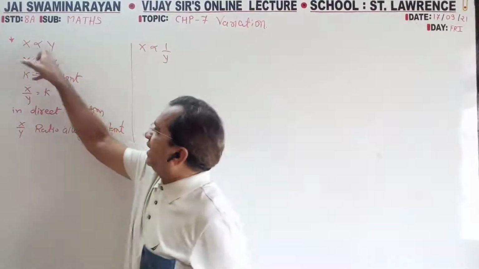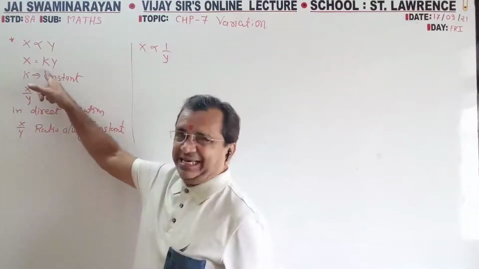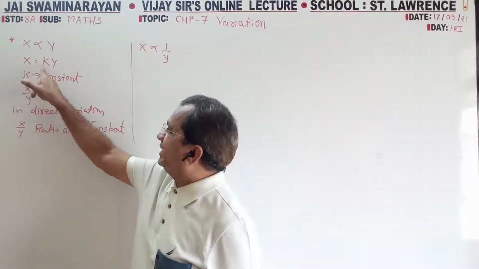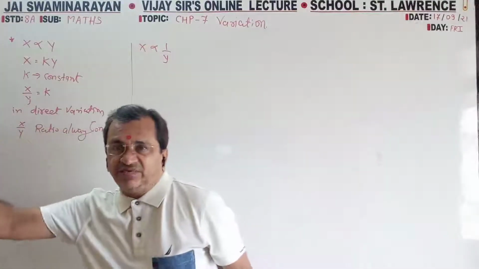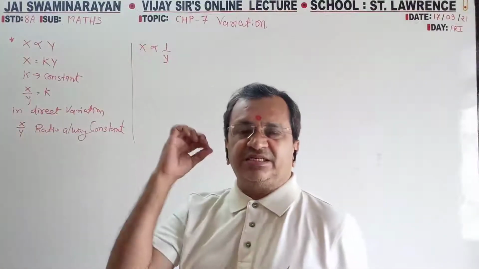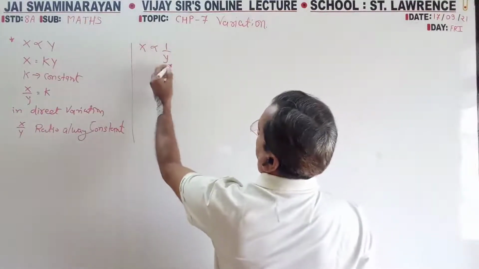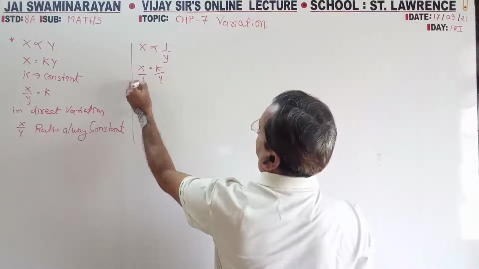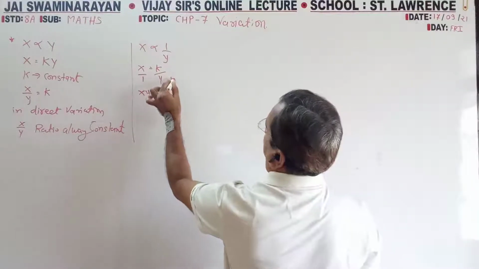When x is directly proportional to y, remove the proportional sign and put equal to k. k is a constant. So k is equal to x by y. So the x and y ratio will always be the same. That is direct variation. Inversely proportional, inverse variation. So x is equal to k by y. Cross product xy is equal to k. k is constant.